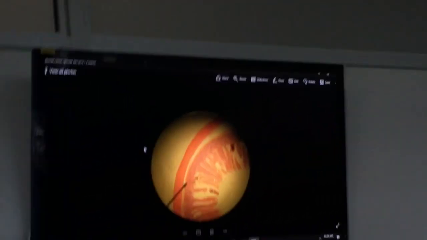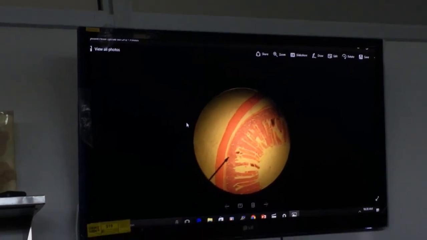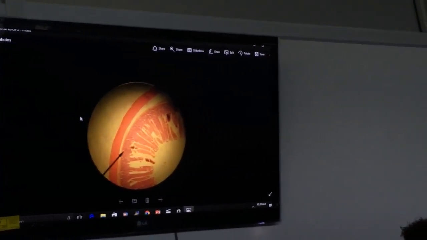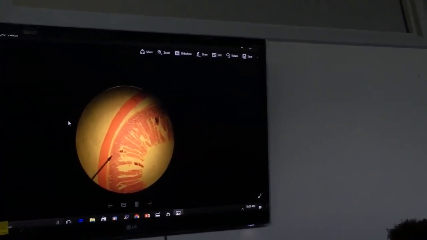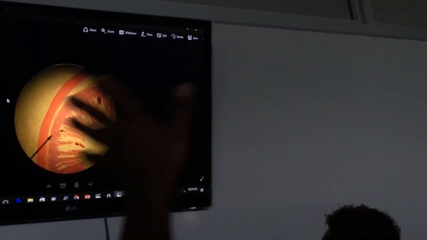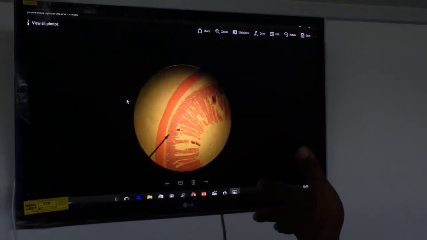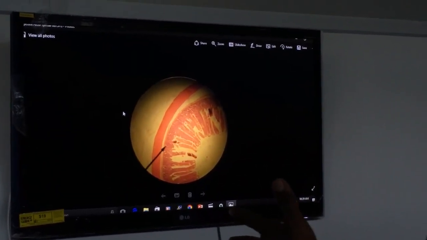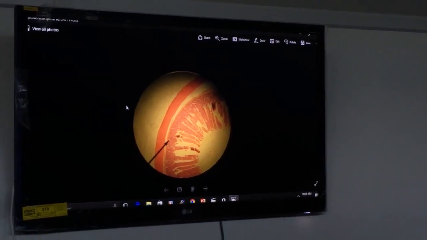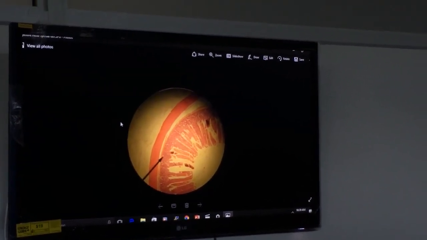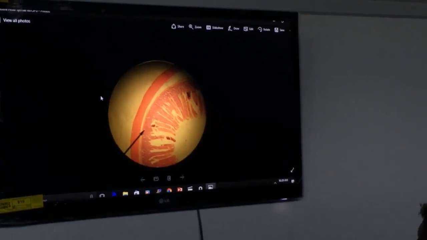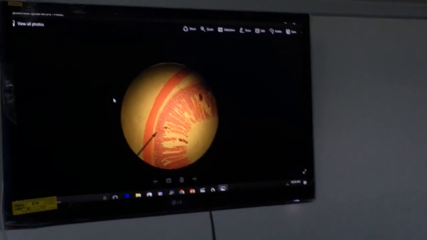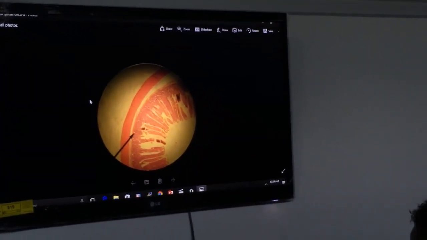Now look at that now, guys. Look at this slide. As far as I am concerned, there is no doubt that this slide has villi. There's no doubt about it, guys. So we don't have to waste time to say if this is stratified squamous or not. This thing has villi, so it's small intestine.